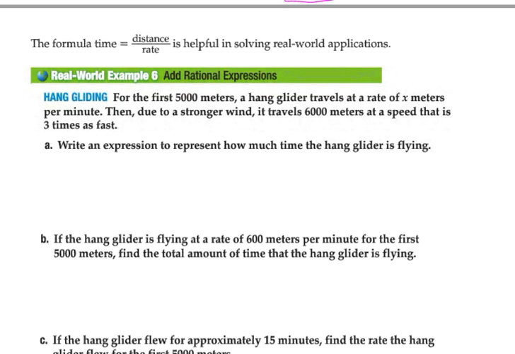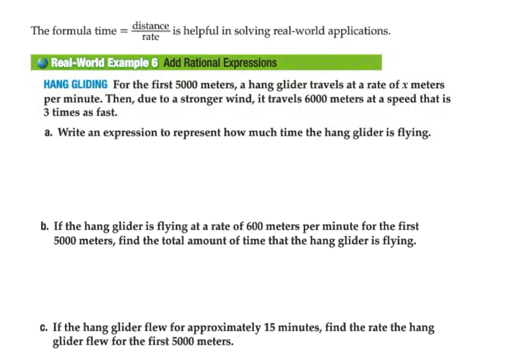All right, real world application. We know that distance equals rate times time. Sometimes we actually look at that as time equals distance over rate. So just keep in mind that we can move those variables around as long as we keep it even. So hang gliding. For the first 5,000 meters, a hang glider travels at a rate of x meters per minute. Then, due to a stronger wind, it travels 6,000 meters at a speed that's 3 times as fast. So we're supposed to write an expression to represent how much time the hang glider is flying.